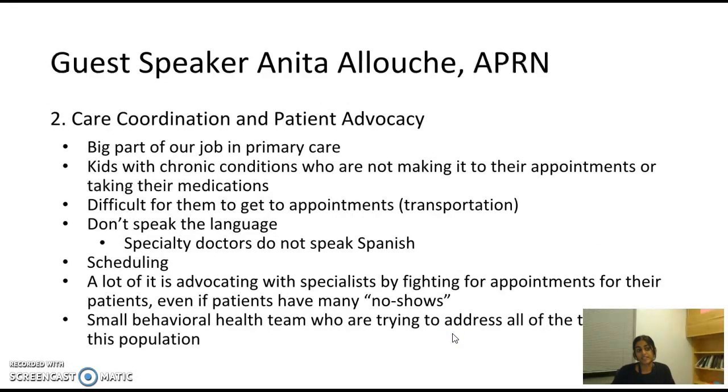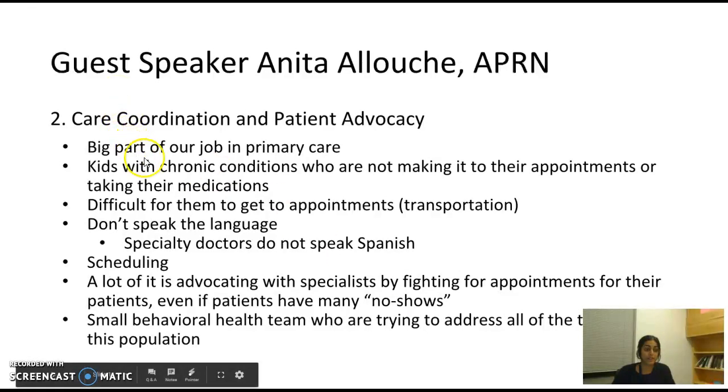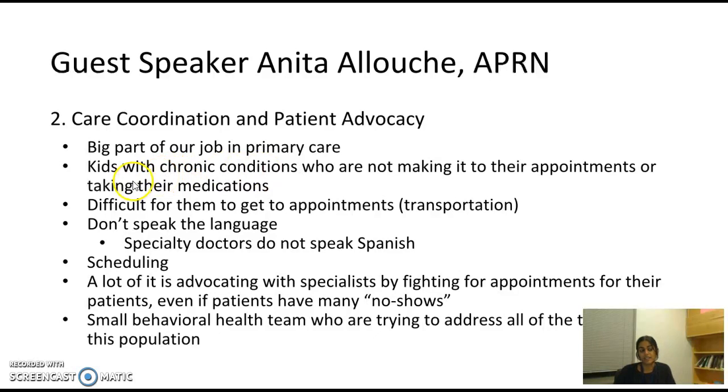She also had a lot to say about care coordination and patient advocacy, and she said that's a big part of her job and the role of all the primary care providers at her clinic. She said what she does is helping the young people, the kids with chronic conditions who are not making it to their appointments or taking their medications. For them, it's difficult to get to appointments, maybe because of transportation or some of the other barriers we spoke about earlier in the lecture. They don't speak English, and their specialty doctors don't speak Spanish.